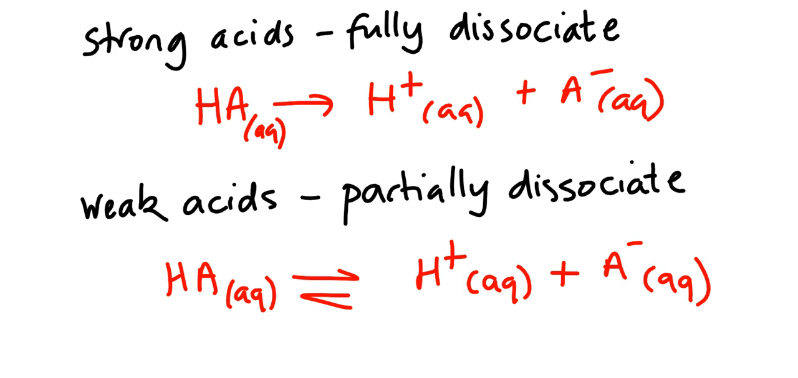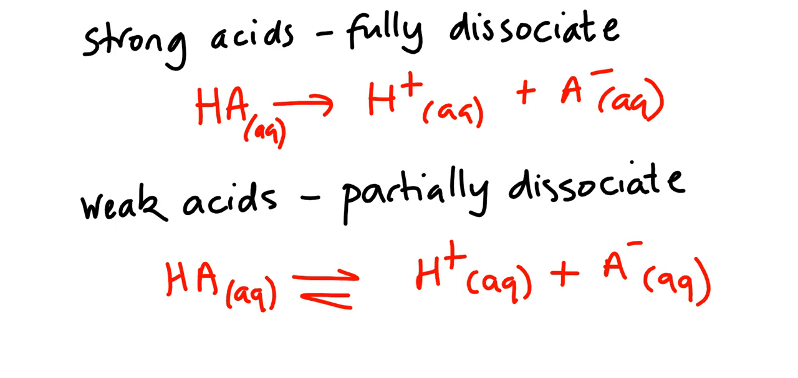Weak acids, conversely, only partially dissociate. So we've got an equilibrium. The acid breaks apart, we form our protons and the conjugate base of the acid. But all three species, the weak acid and the ions, all of them are present.